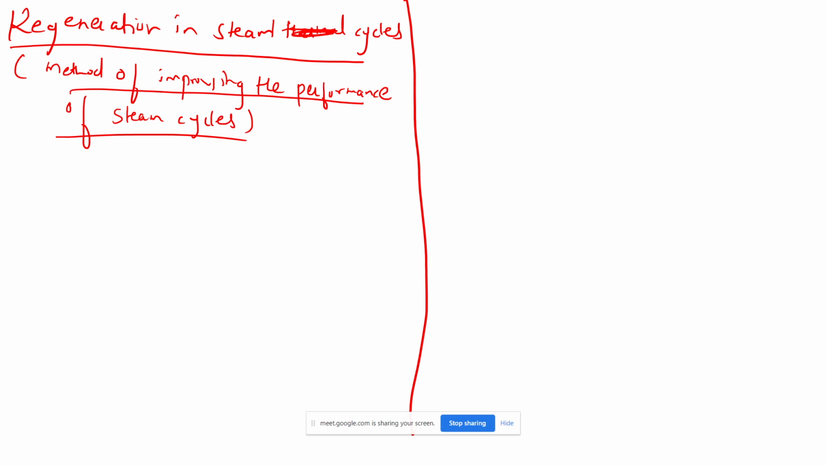so what we are doing in regeneration, can anyone tell? Because we have already studied regeneration in gas turbines.